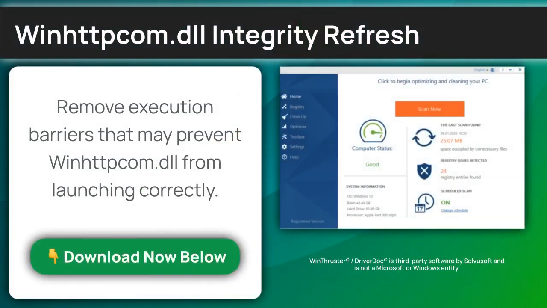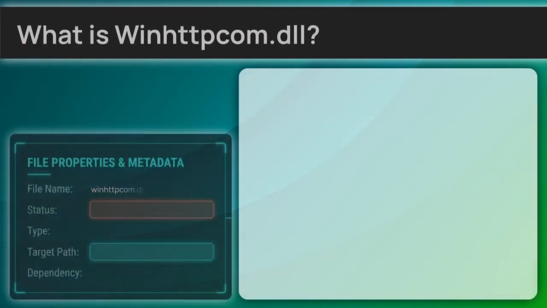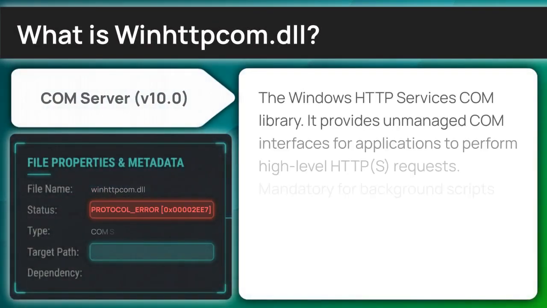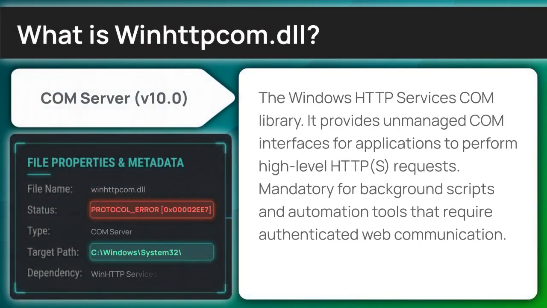optimize your system configuration. This is the WinHTTP COM Library, the Windows HTTP Services COM Library. It provides unmanaged COM interfaces for applications to perform high-level HTTPS requests, mandatory for background scripts and automation tools that require authenticated web communication. Understanding the file's role is a great start. Now let's look at replacing it.